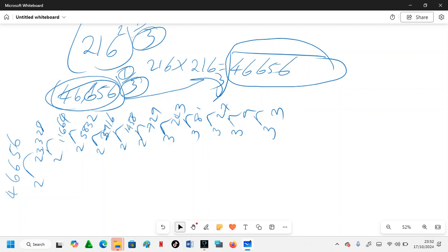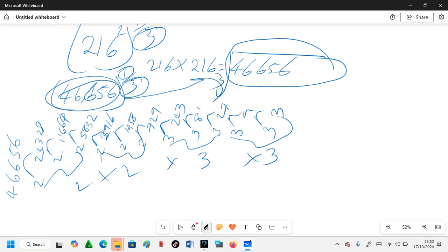Right? So when you're finding the cube root, you just take a pair out of every 3. So you have 2 times 2 times 3 times 3. And the answer is 36. Right? So the answer right there is 36.